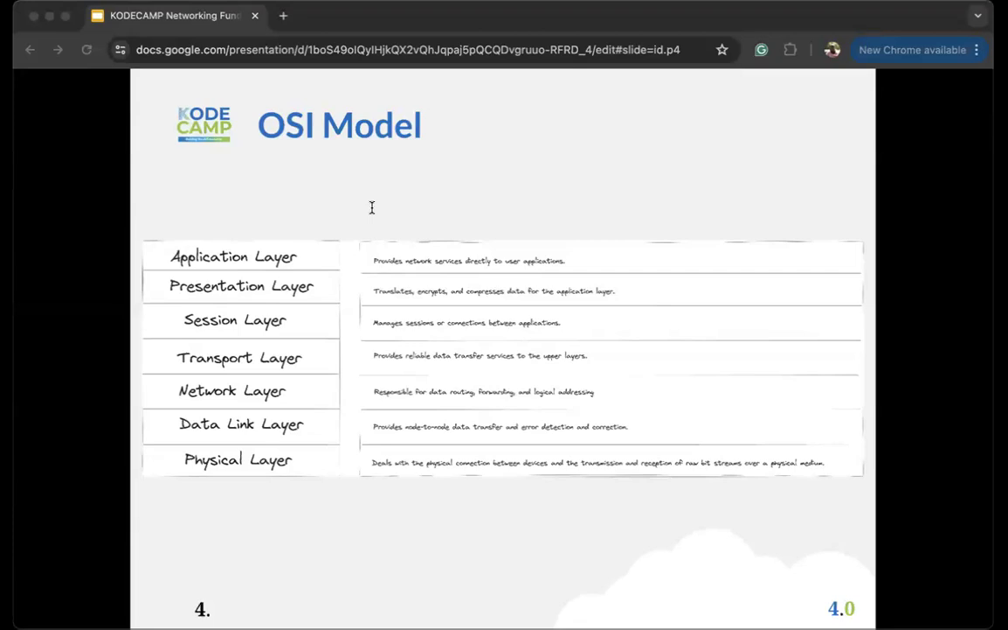Okay, so that's the OSI model. When data is received, or being sent, depending on whether it's a receiving server or a client, right? You have it from the application layer and it goes down to the presentation layer, to the session layer, to the transport layer, network layer, data link layer, and then to the physical layer.